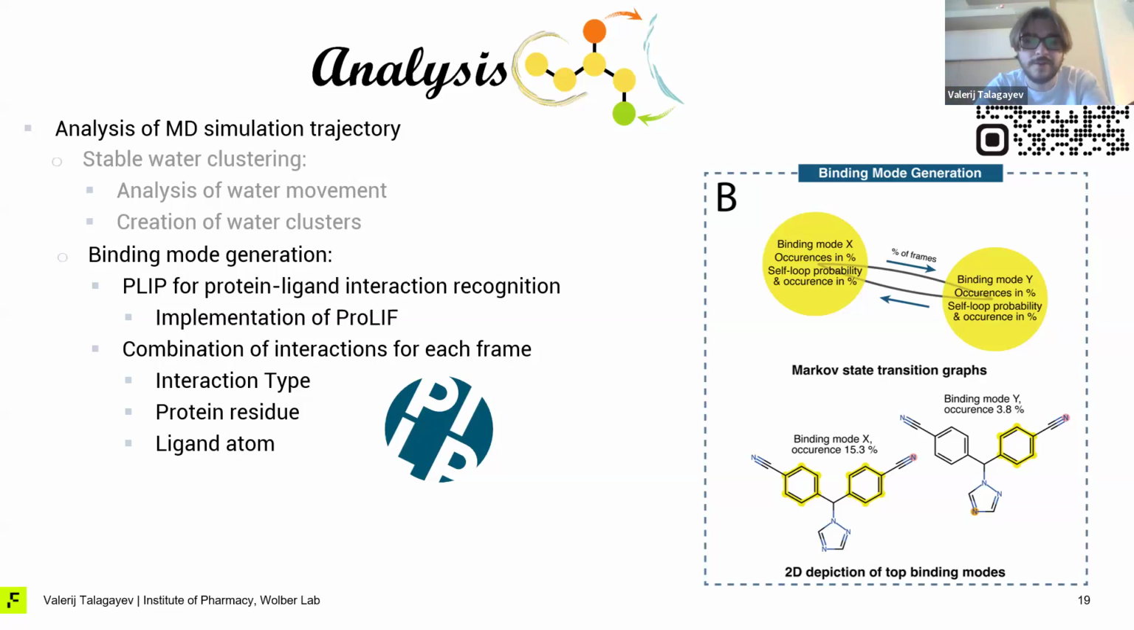So the Markov state transition graphs basically help you to see the transition from one combination of interactions to the other one, and whether it is reversible or not. For example, if binding mode X moves to binding mode Y, can it go back, does the ligand return to the previous combination of interactions, or does it stay in binding mode Y? So it helps you analyze the movement of your ligand in the MD simulation.